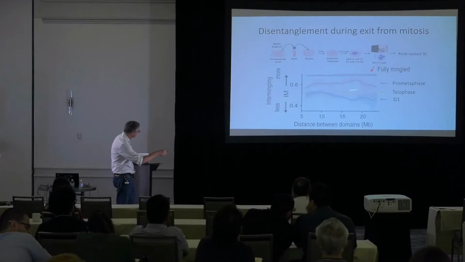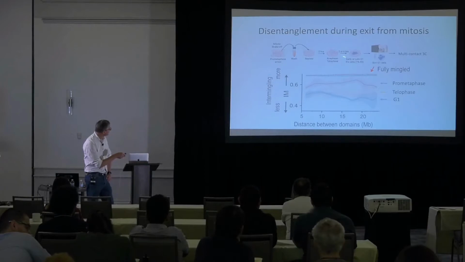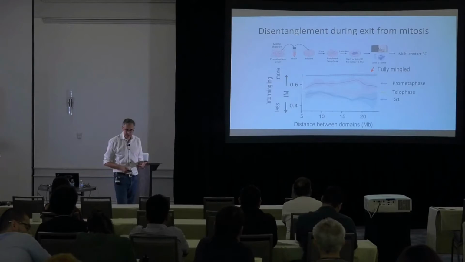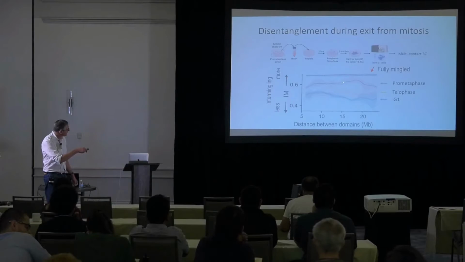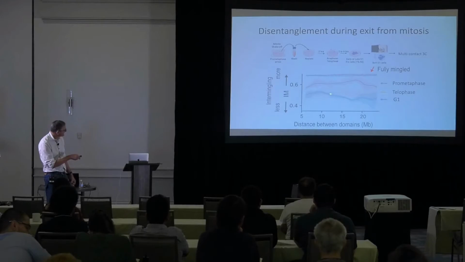The 2 hours seems like a long time, but most of the time is spent in these cells recovering from the arrest. Going from prometaphase or metaphase to telophase is a really fast process. We're talking about maybe 10, 15 minutes. So that means that when cells exit mitosis, they can quite quickly remove all that intermingling. But it's not quite done yet. Even in G1, you go lower and lower in the intermingling. So there is still entanglement by telophase that needs to be removed in the first few hours of the subsequent G1.